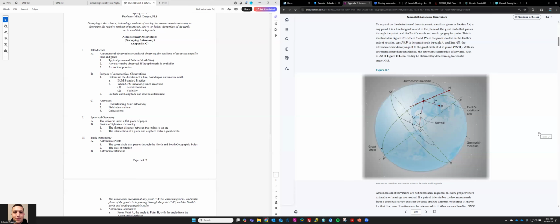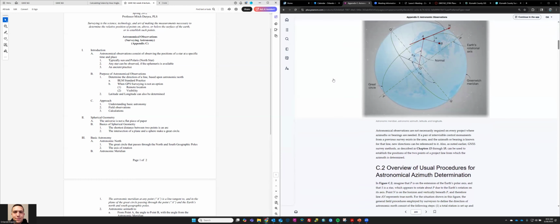So again, with an astronomic meridian established, the astronomic azimuth of any lines such as AB, figure C.1, can be readily obtained by determining the horizontal angle NAB. So we have N, A, and B. Figure out our angle here, right? The angle here.